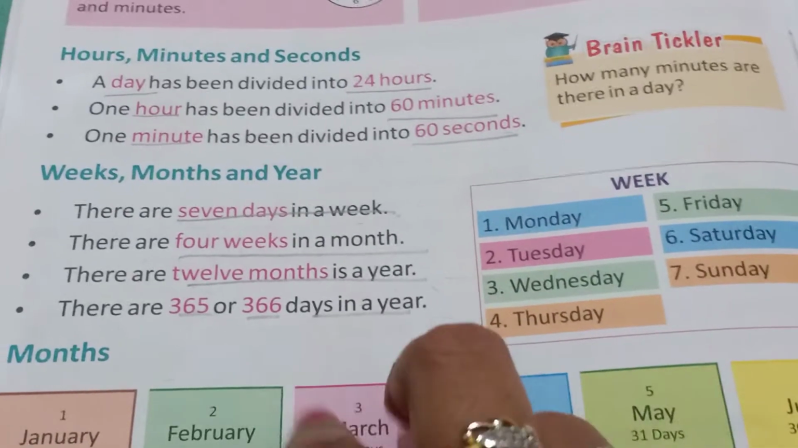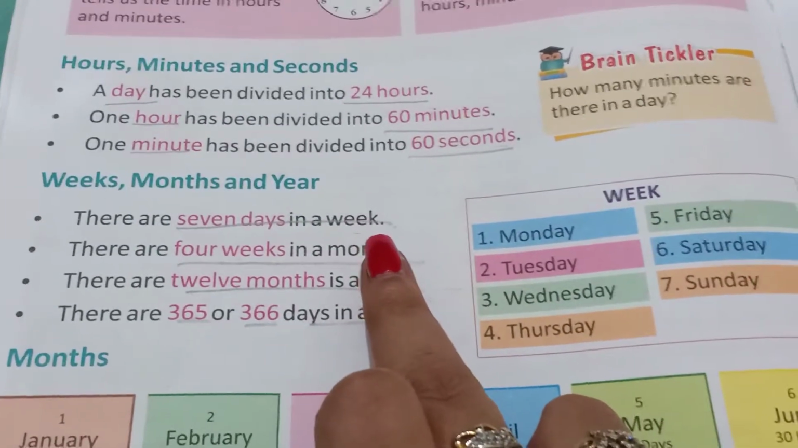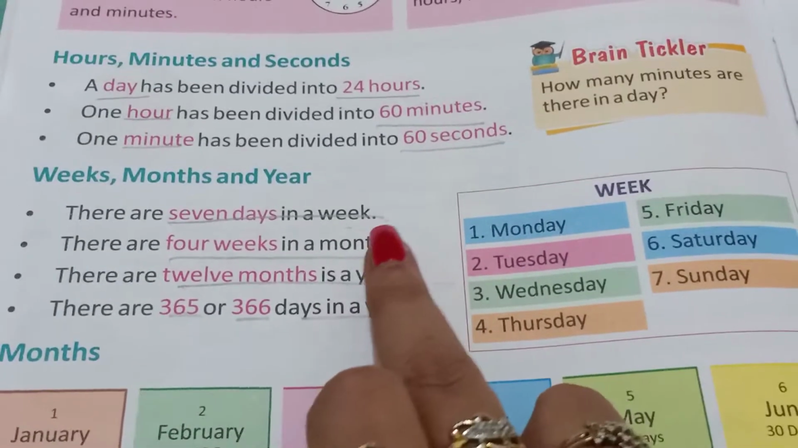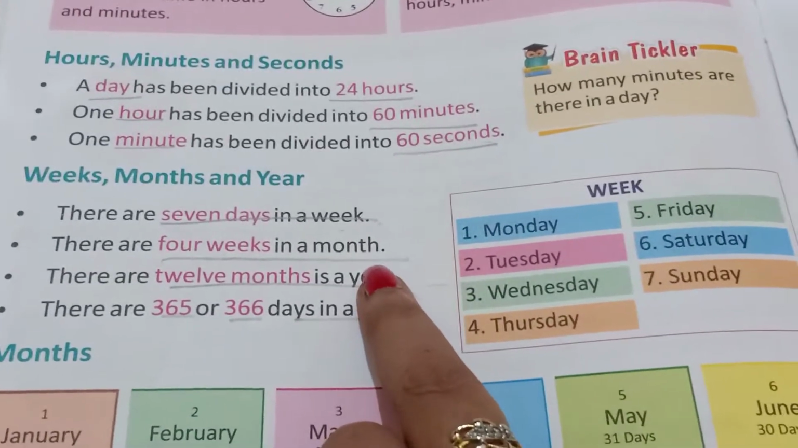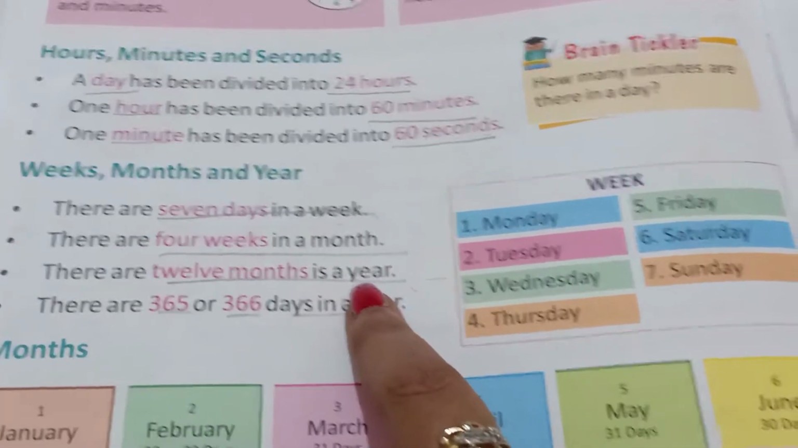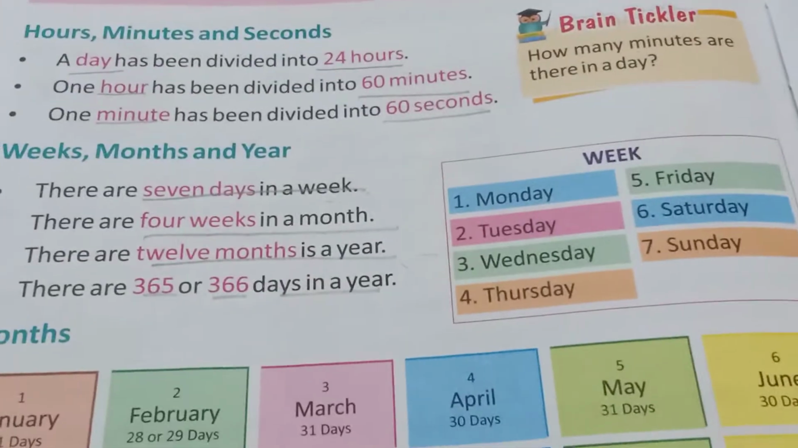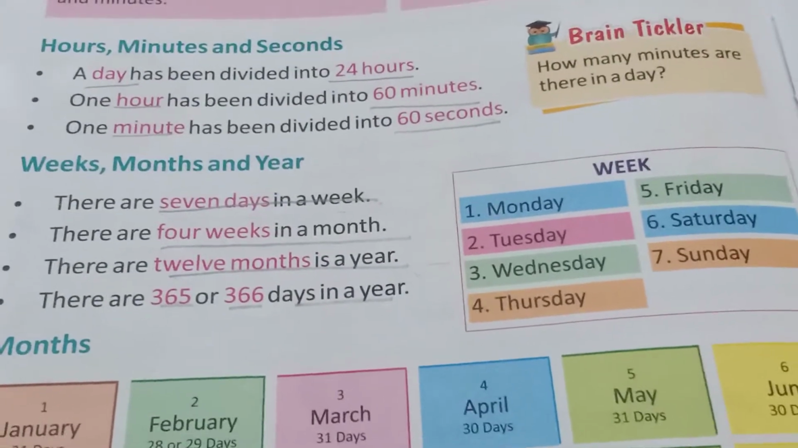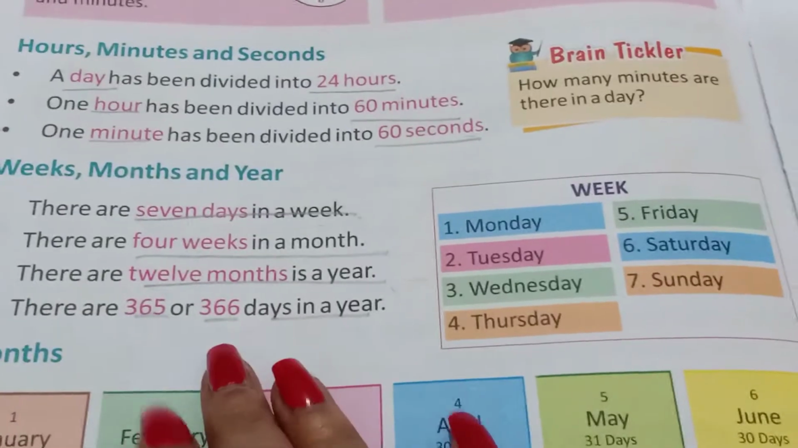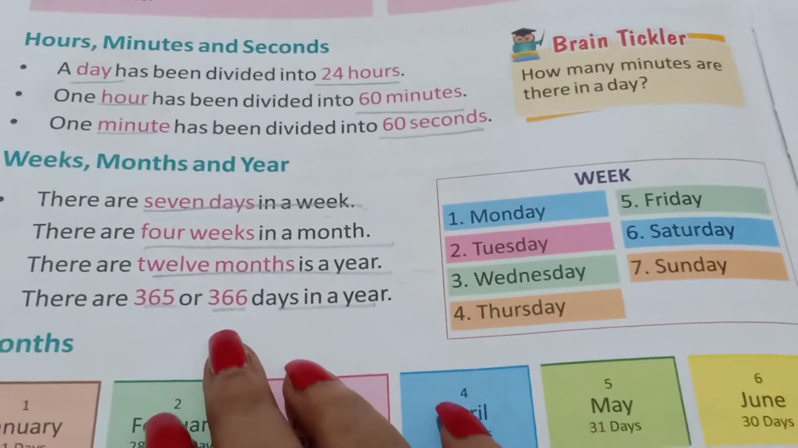Now children, there are 7 days in a week. You all know Sunday, Monday, Tuesday, Wednesday, Thursday, Friday and Saturday. Then there are 4 weeks in a month. There are 12 months in a year. And how many months are there in a year? 12 months. January, February, March, April, May, June, July, August, September, October, November and December. And there are in all 365 or 366 days in a year.